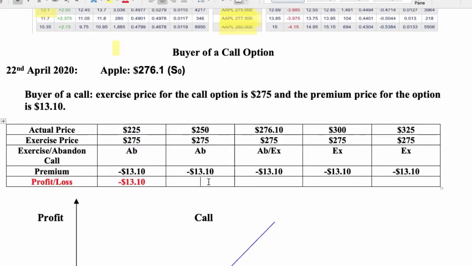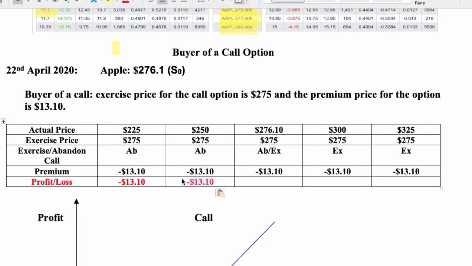Anyone tell me what your loss is here? Is it $25? Is it $13.10? Or is it $38.10? $13.10. It's only $13.10 because you abandoned the option. In the actual stock market, if you were buying the stock and it fell to 250, you would have lost 25. But this is an options market, which means that you took out a contract, you paid insurance of $13.10 in case of the fall, and the stock price fell, you didn't lose 25, all you lost is 13.10.